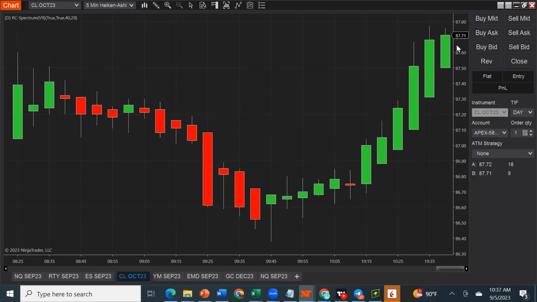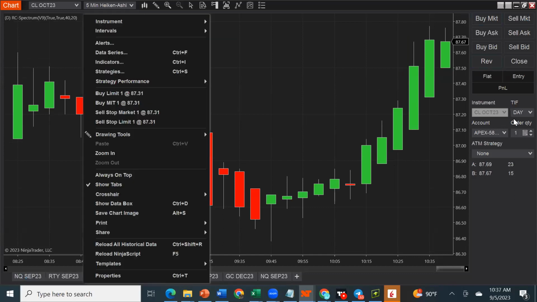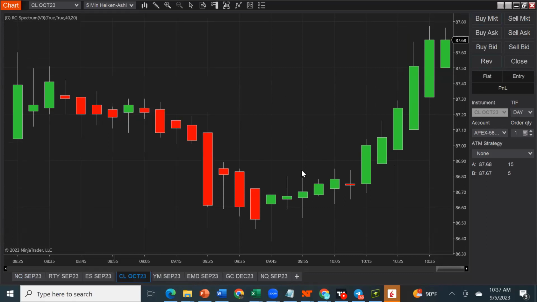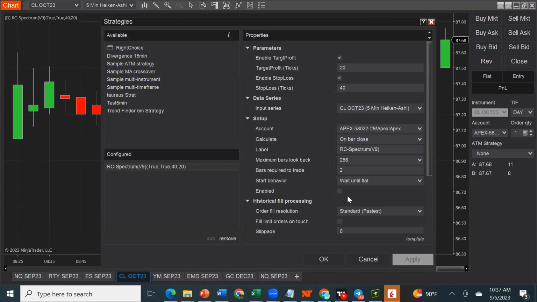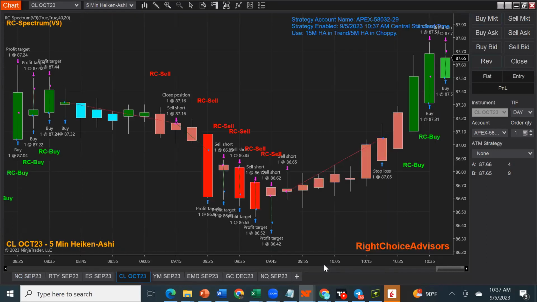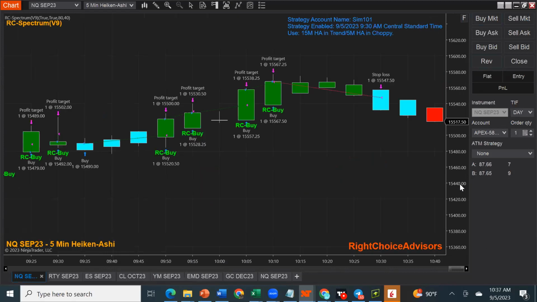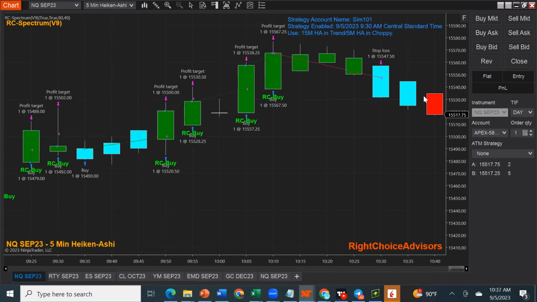So you can see how crude oil is moving. Because we did manual transactions, your strategy will get disabled. So whenever you do anything manual, you have to go and enable it again. Right, again, NQ hit the stop loss. Now it will start coming down, and then it will make profits on the short side.